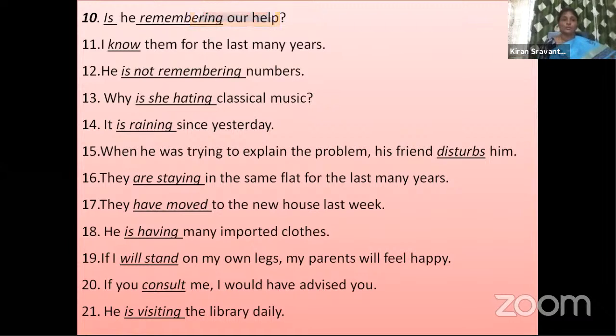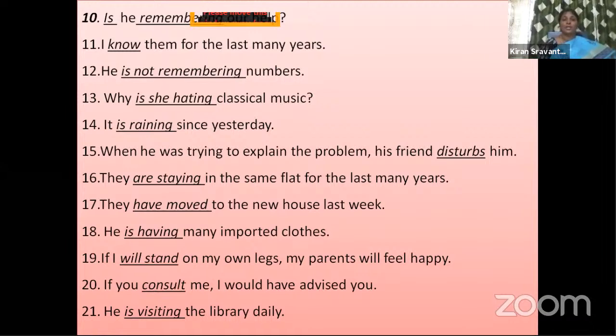So the verb have should also not occur in present continuous form. He has many imported clothes. Then if I stand, the if clause will not be in future simple. The if clause will be in present simple, past simple or past perfect. It will not be in future simple. So if I stand on my legs, my parents will feel happy, because the main clause is in future simple. So here we should get present simple.